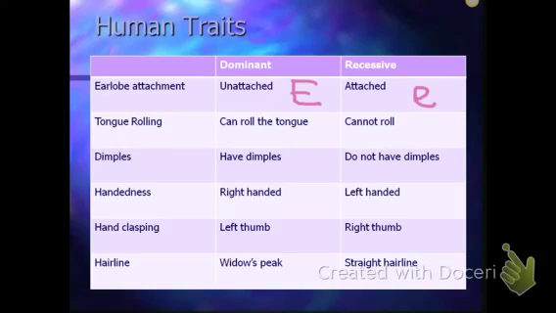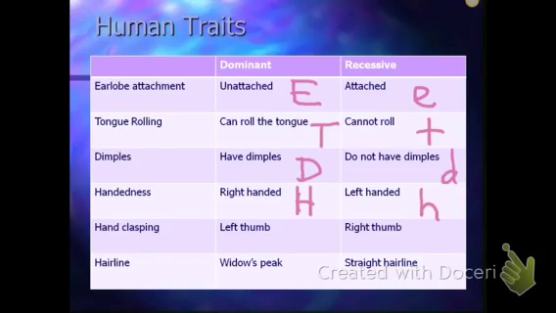Tongue rolling, we'll use a T for this one, a capital T for can roll their tongue, and a lowercase t for the recessive trait, cannot roll their tongue. Check these out on yourself. Do you have dimples? So we'll use a capital D for dimples. If you don't have dimples, that's a recessive trait. Handedness. If you are right-handed, you have a dominant trait. If you are left-handed, you have a recessive trait.